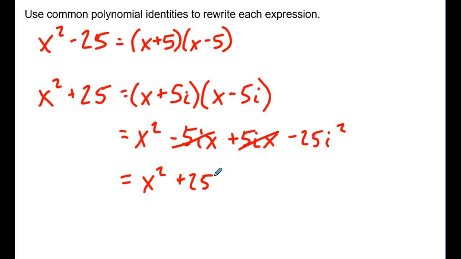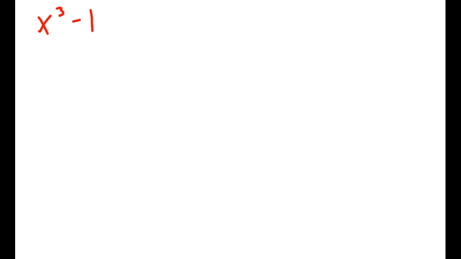So if you can recognize this is close to our difference of squares, except now it's a sum of squares, we know we can factor it with a similar pattern. It's just going to have imaginary solutions instead. Now we're going to solve a problem that is a little more difficult. All right, we have x cubed minus 1.